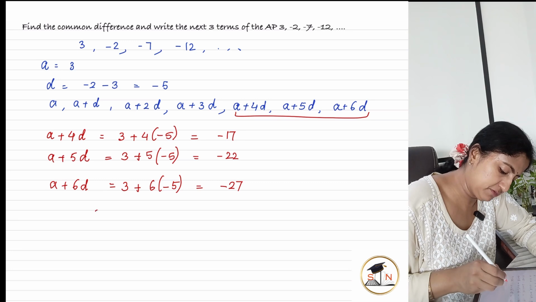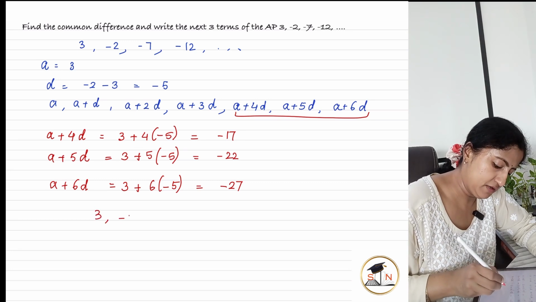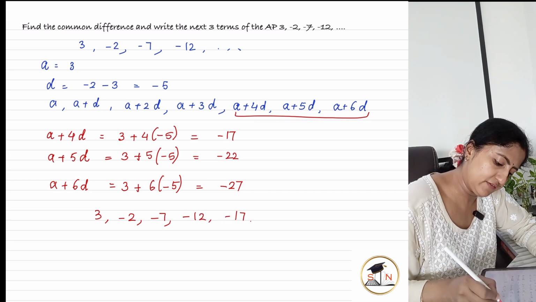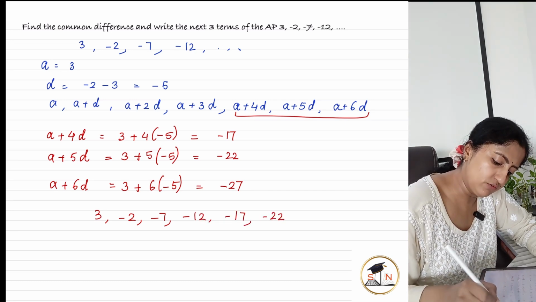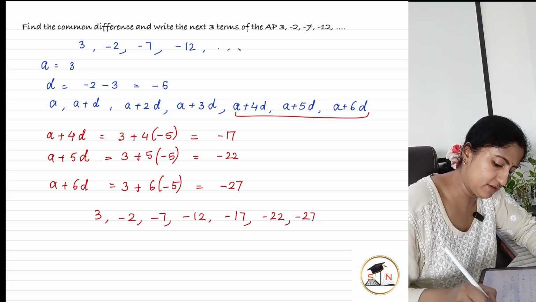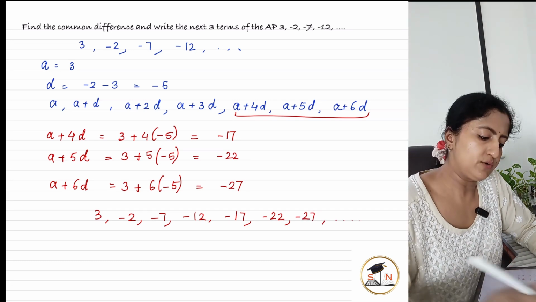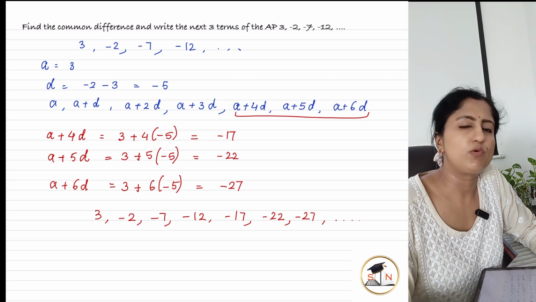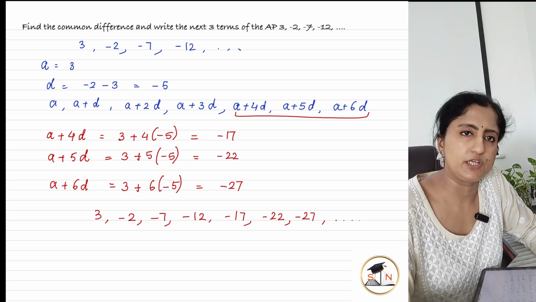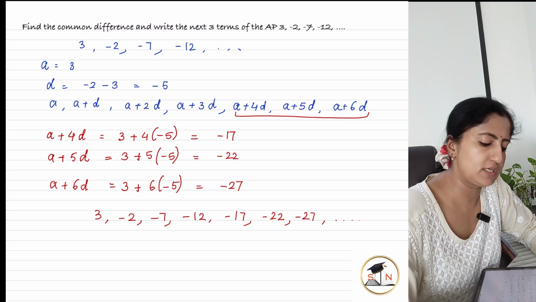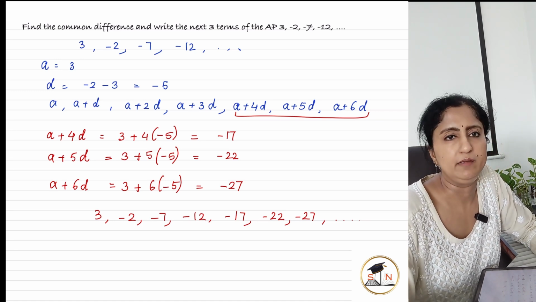Therefore, the terms are going to be like 3, minus 2, minus 7, minus 12, and we have found minus 17, minus 22, minus 27, and so on. So in today's lesson, we understood what an AP is, what the different notations are, and how to find different terms using the relation between A and D.